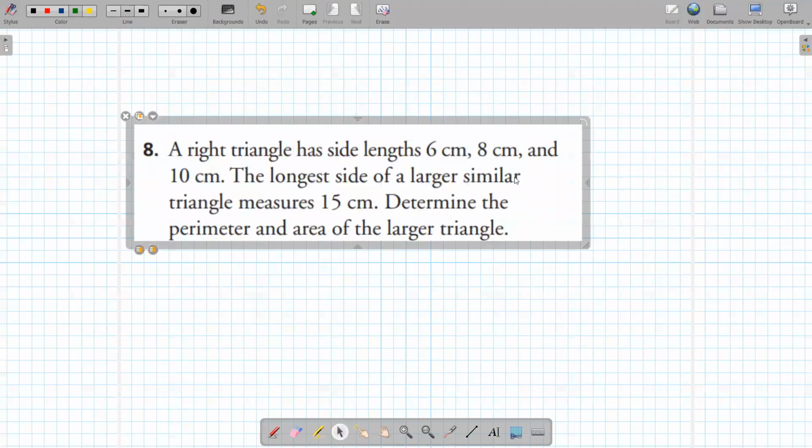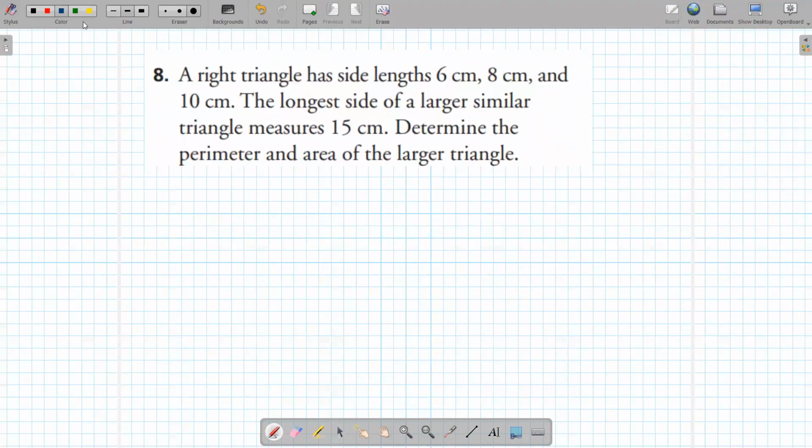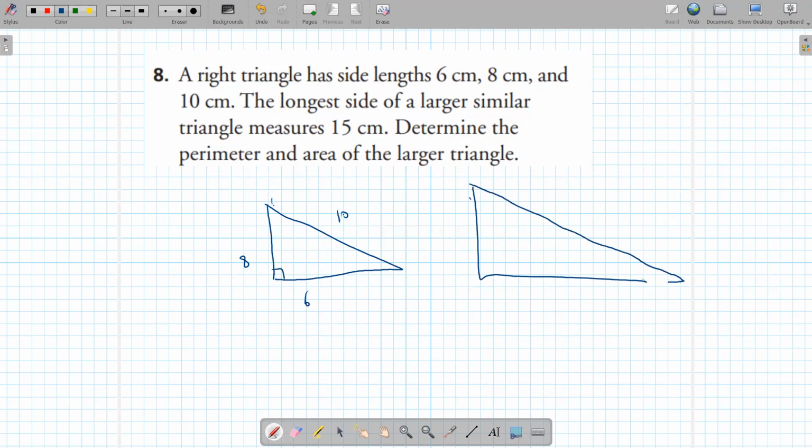If they give you a diagram, it's very simple. You just find the k. Not always, but for the most part, it works. A right triangle is a Pythagorean triple, 6, 8, 10, because 36 plus 64 is 10 squared. The longer side of a similar triangle, which side in a triangle is the longest? The hypotenuse. Right, so this is 15.